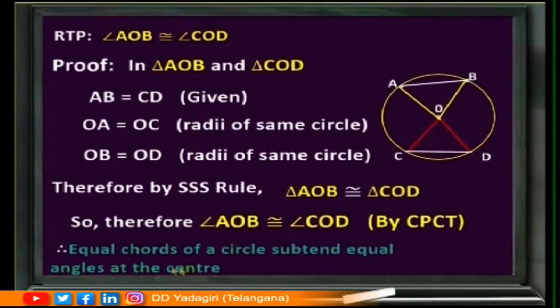So, what we can conclude? Equal chords of a circle subtend equal angles at the center. So, this is the proof of the theorem. How have we proved it? There are two chords AB and CD and two radii OA, OB for triangle AOB and OC and OD for triangle OCD. So, we have proved first that triangles OAB and OCD are congruent. Then from that we have finalized that angle AOB is equal to angle COD. So, therefore, equal chords of a circle subtend equal angles at the center.